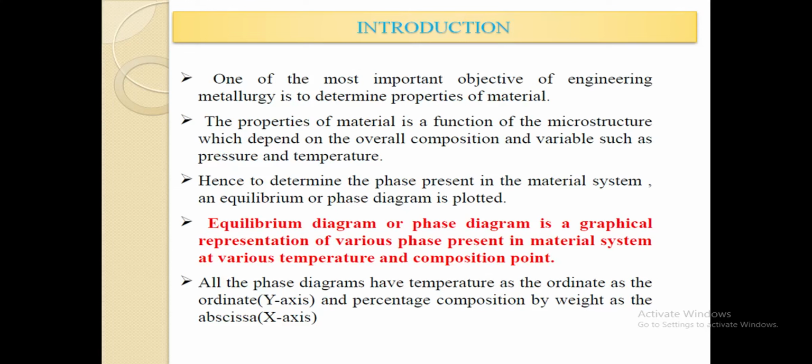Equilibrium diagram or phase diagram is a graphical representation of various phases present in a material system at various temperature and composition points. All the phase diagrams have temperature as the ordinate, y-axis, and percentage composition by weight as the abscissa, x-axis.